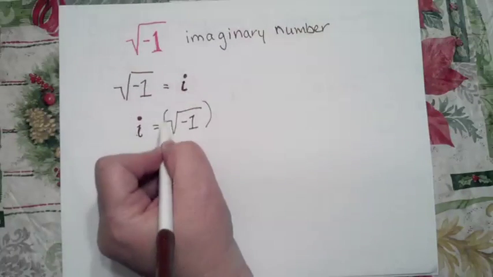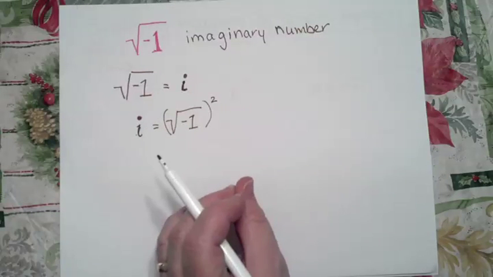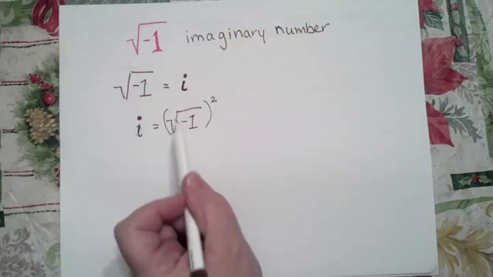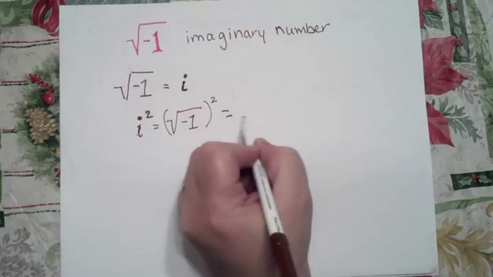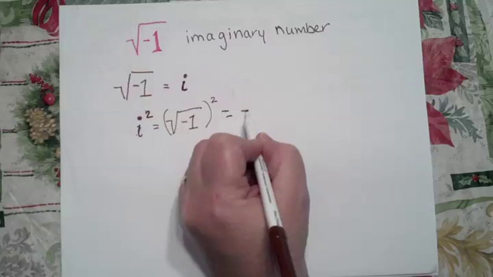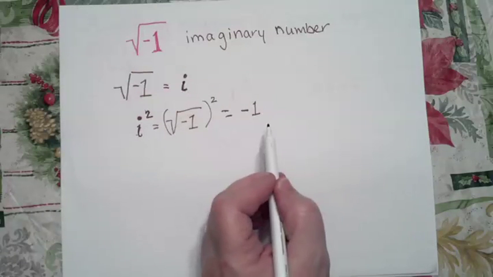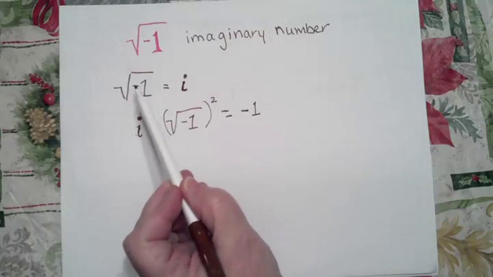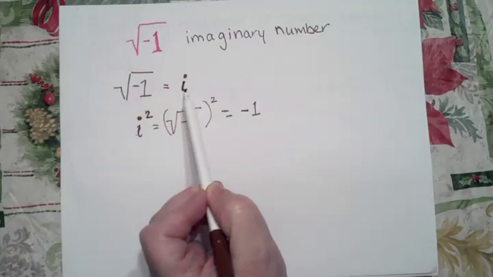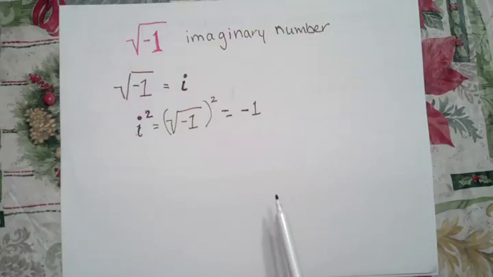When you square this, like any other thing, if you square a square root, you end up with the number underneath here. So this is going to give me, whoops, let's put the square here too. This is going to give me -1. So i squared equals -1. And that's a really important thing. With these two, knowing that the square root of -1 equals i, and i squared equals -1, we can do a whole lot of things with this imaginary number.